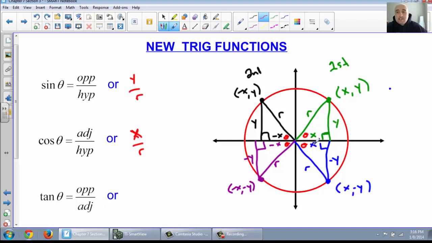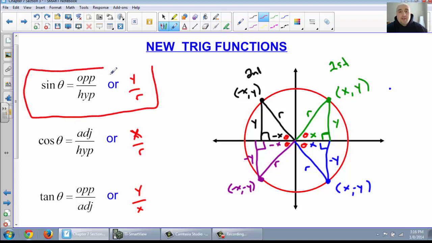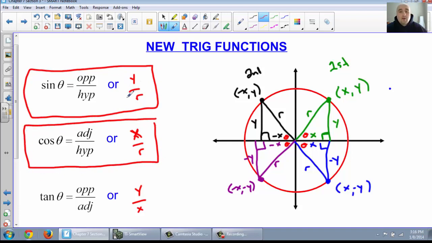And then tangent is opposite, which is y, over adjacent, which is x. So y over x. So as long as you can remember these three pieces of information, so now instead of opposite over hypotenuse, all you have to remember is it's y over r. And for cosine, it's x over r, and tangent is y over x. You should be pretty good. Okay, so that's where we're getting this information. So depending on what the quadrant is, depends on what your signs of your x and y's are.